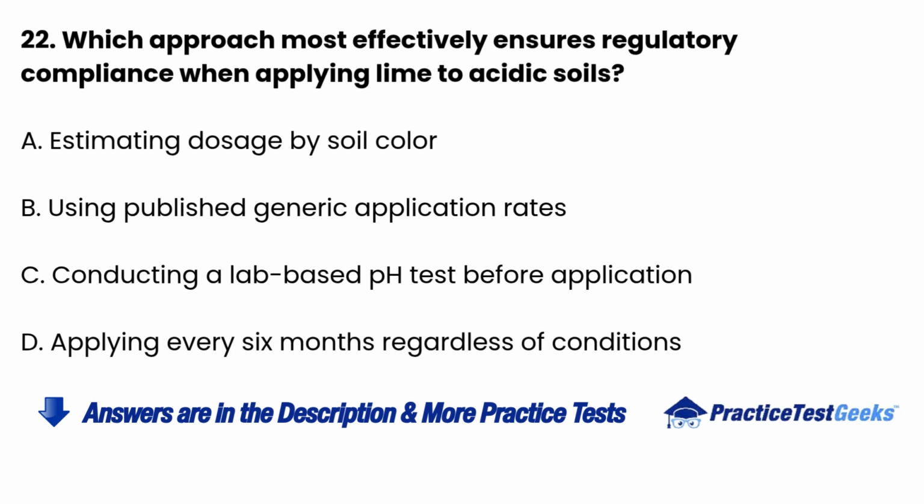22. Which approach most effectively ensures regulatory compliance when applying lime to acidic soils? A. Estimating dosage by soil color. B. Using published generic application rates. C. Conducting a lab-based pH test before application. D. Applying every 6 months regardless of conditions.